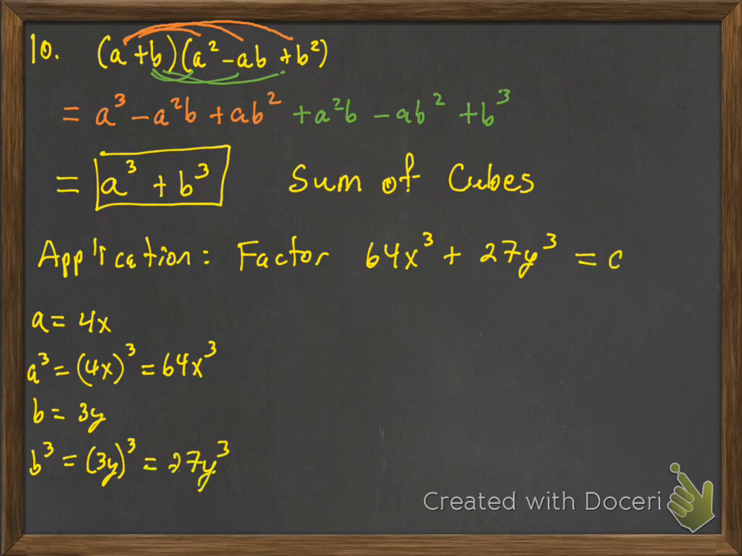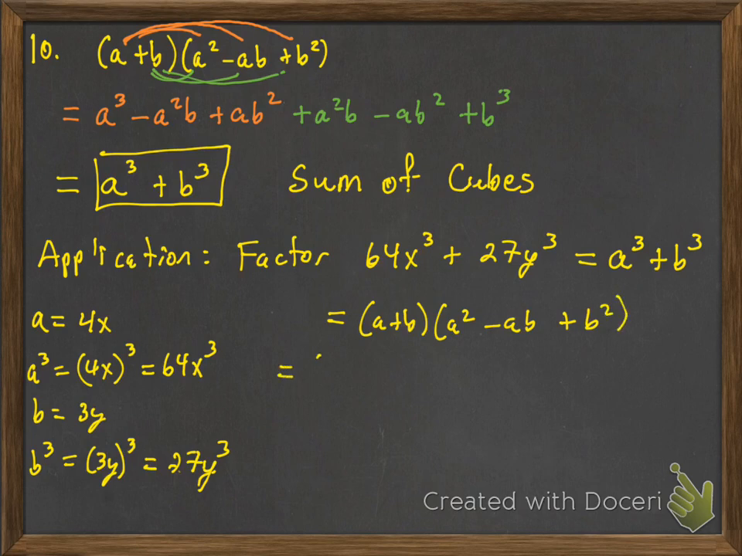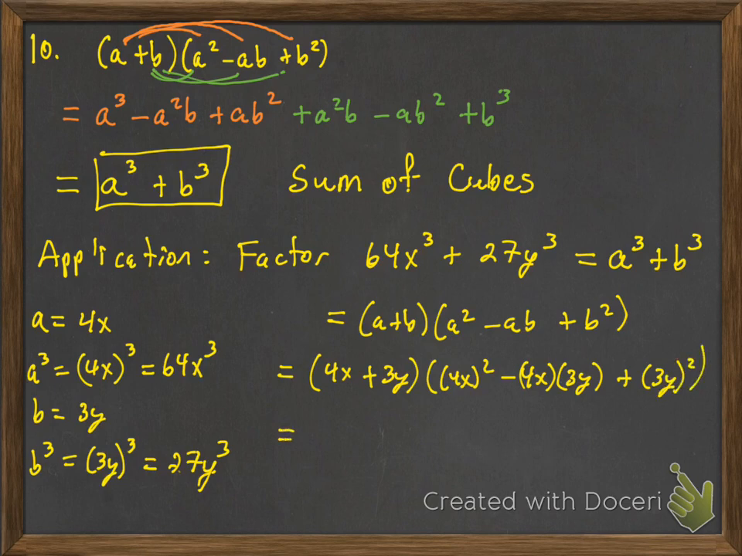So our polynomial here looks like a cubed plus b cubed, which factors into a plus b, a squared minus ab plus b squared. So just install your parts. A is 4x, b is 3y. Don't forget the parentheses on the square there: 4x quantity squared minus 4x times 3y with parentheses, and then plus 3y quantity squared. We'll do a little bit of cleanup.